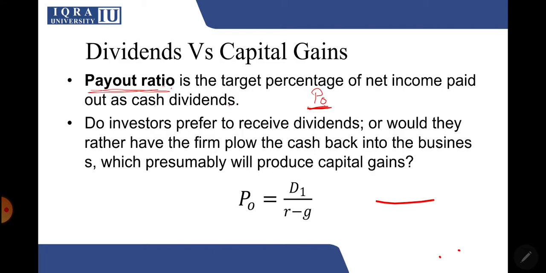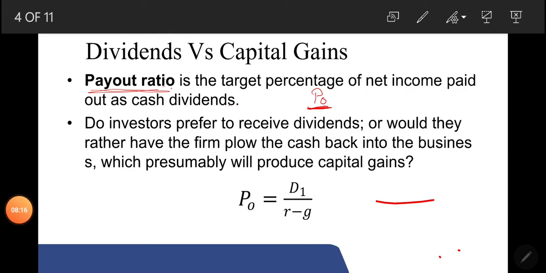So do investors prefer to receive dividends, or would they rather have the firm flow the cash back into the business, which presumably will produce capital gains? Now it's a question of what the investors' preference is. Do investors want income in the form of cash right now? If they want income in the form of cash, they will like dividends.